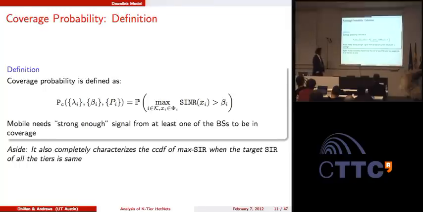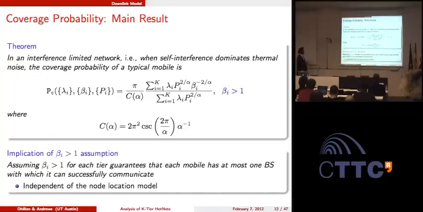If you notice, it is not just coverage. It also completely characterizes the CCDF of max SIR when you assume all these target SIRs to be the same. This is just a CCDF. So this is quite fundamental in this sense. So we have the first main result, which is the coverage probability in this kind of network. Quite surprisingly, it is in closed form. It is a really simple expression in all those three parameters.